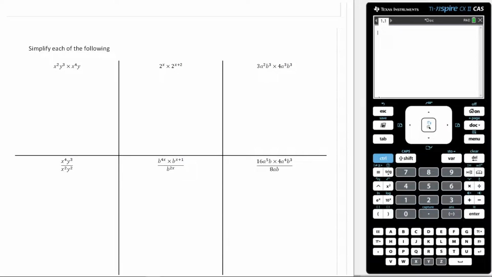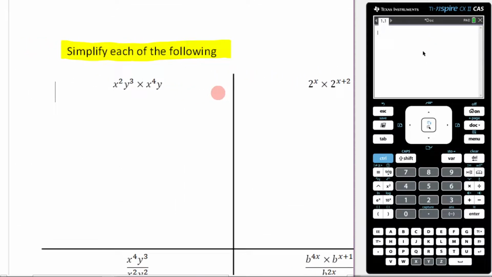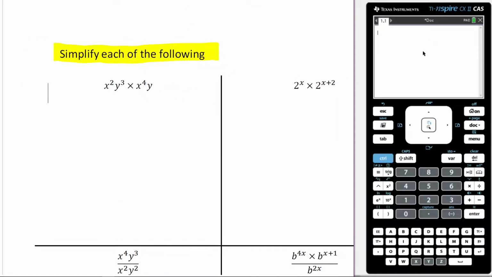Welcome. So we're going to work through these examples here. It says that we need to simplify each of the following, and we've also got our CAS here as well, because it's really important that whatever we can do by hand, we can also do with CAS. So let's go through this now.